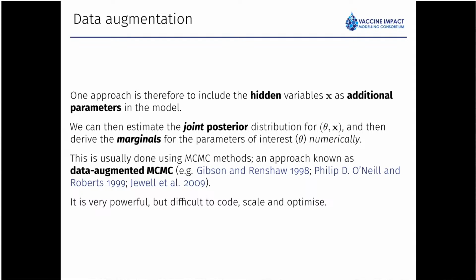So if you're interested, I've put a load of references in here. The initial papers that started to do this were Gibson and Renshaw and Phil O'Neill and Gareth Roberts. Chris Jewell has a nice paper looking at doing this for foot and mouth disease in a big spatial model, okay? It is super flexible. It's just really, really hard to use, okay? And you essentially have to have a degree in statistics to even begin thinking about this. It's not straightforward, but it is really good. And if you're very comfortable with this, you could look at those papers and they're great.